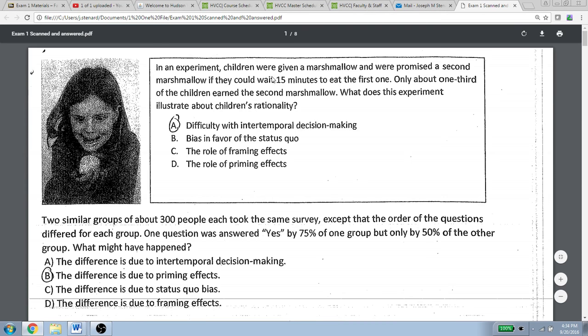So, in an experiment, children were given a marshmallow and were promised a second marshmallow if they could wait 15 minutes to eat the first one. About only a third of the children actually earned the second marshmallow. This experiment is an indication of inconsistent intertemporal decision making, also known as hyperbolic discounting.